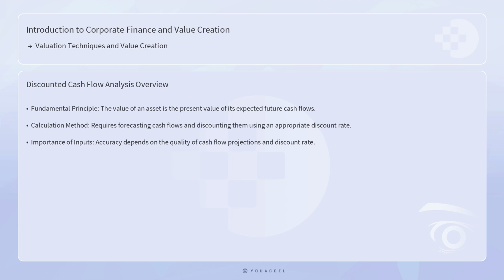DCF analysis is widely respected for its rigorous approach and theoretical soundness. It is particularly useful for valuing companies with predictable and stable cash flows. However, the accuracy of a DCF analysis heavily depends on the quality of the cash flow projections and the appropriateness of the discount rate used. Small changes in these inputs can significantly impact the valuation outcome.